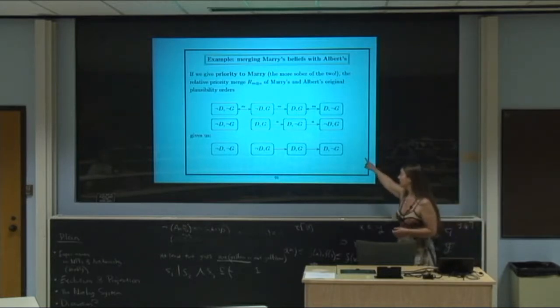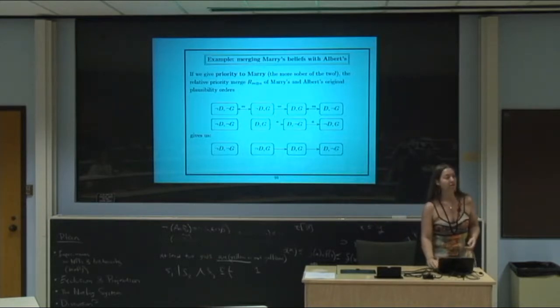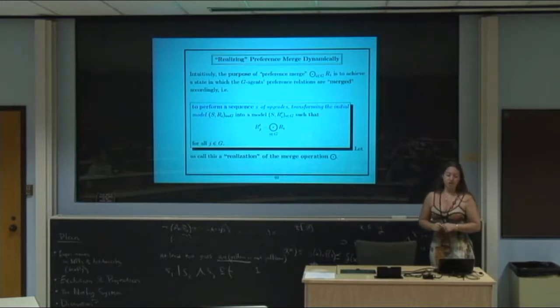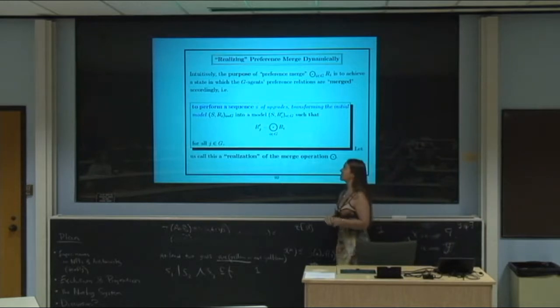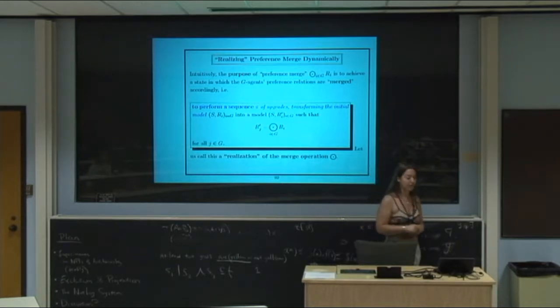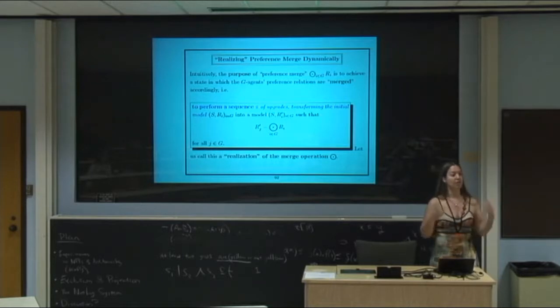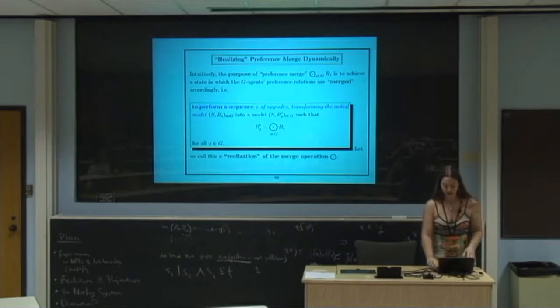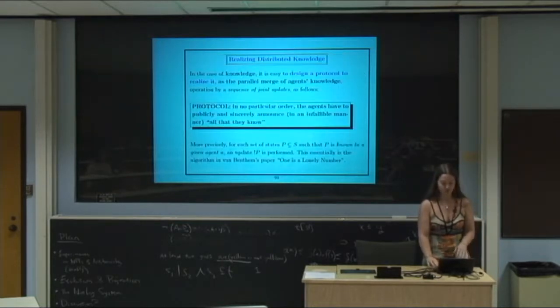And of course, here, indeed, all the communication that they are doing in order to reach that agreement has to be public, right? So there's no private communication going on. In case there would be more agents, that would probably make sense. Now you can realize these merges dynamically, right? This means that what we're after is that these agents have to perform a sequence of updates and upgrades, transforming their initial model into this final model, right? So exactly the type of upgrade operations that we have studied before are the ones that we're going to use.